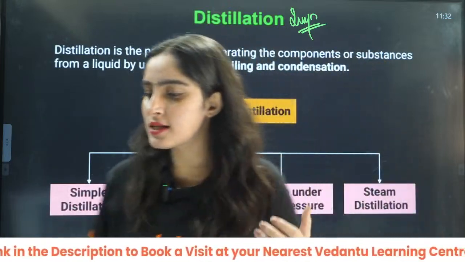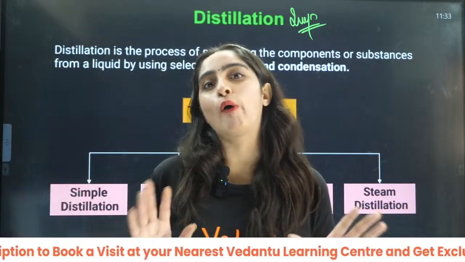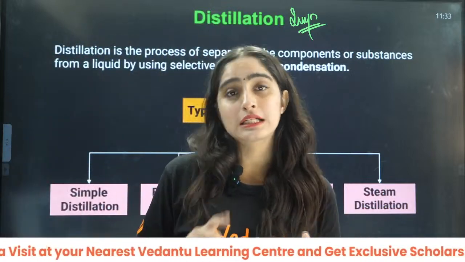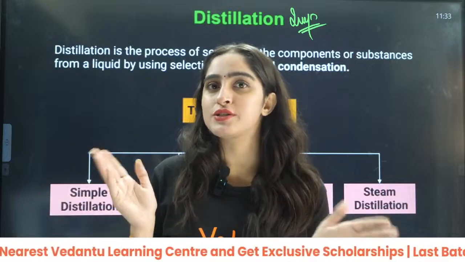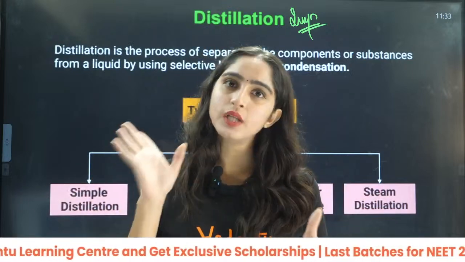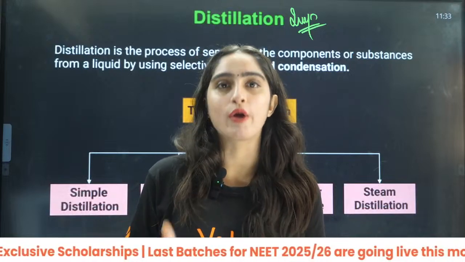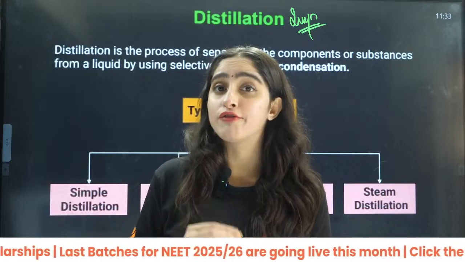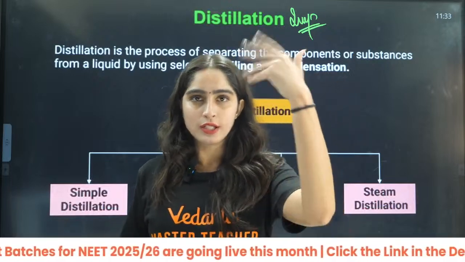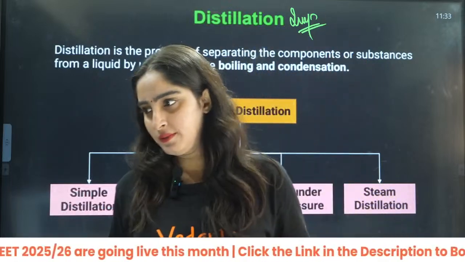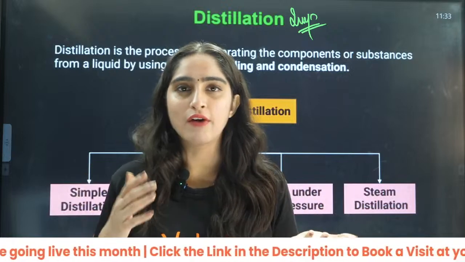So basically, the distillation process is regarding boiling points, right? In crystallization, we have a difference of solubilities. In distillation, you have a difference of boiling points. It is based on the difference in the boiling points. Now we will see that there are two students, okay? One is A, one is B.